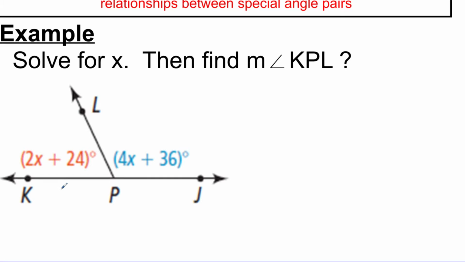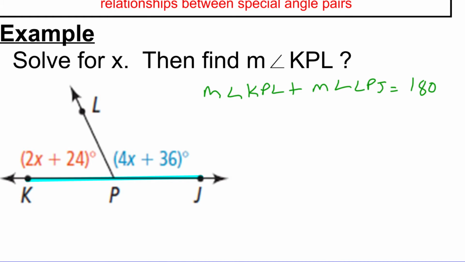They didn't tell me how many degrees both of them should add up to be, but because they are above a straight line, here's my straight line, I'm going to say that they should add up to 180 degrees because KJ is a straight line. So I'm going to say that the measure of angle KPL plus the measure of angle LPJ should equal 180 degrees.